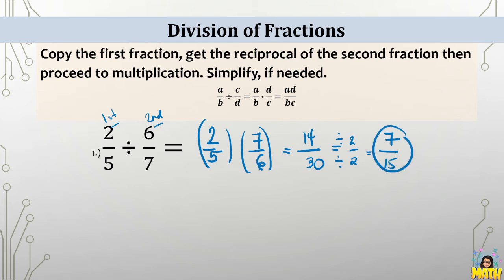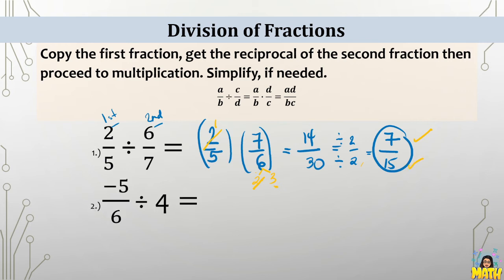Or again, pwede pa rin natin itong gamitan ng method 2 na diniscuss natin a while ago, wherein we can factor the numerator and then the denominator. 6 can be factored as 2 times 3, and then we can cancel the common factors. 2 divided by 2 is 1, so ang matitira na lang ay 3. So 1 times 7, 7. 5 times 3, that's 15.